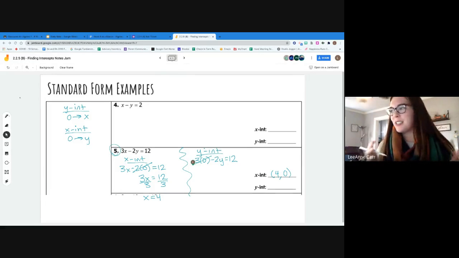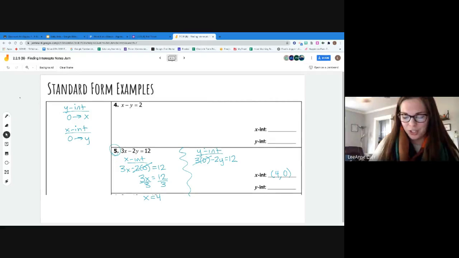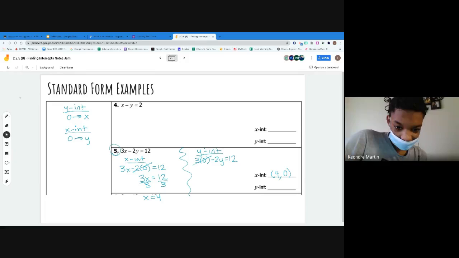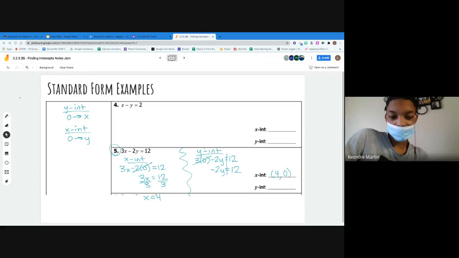So here, because 3 times 0 is just 0, we can pretty much cross it off, unless you want to finish up this problem. Yeah. Sure, let's do it. Now what? Do you do 2y divided by 12? You're so close. What'd you forget? The sign.